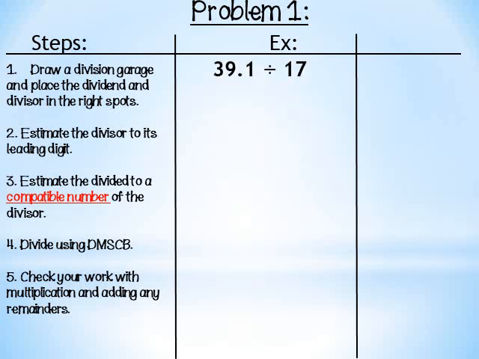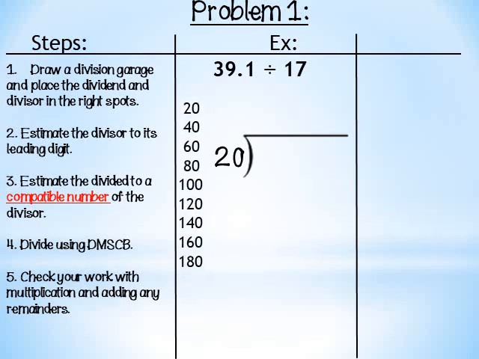The first example that we're going to cover is 39.1 divided by 17. That's 39 and 1/10 divided by 17. We're going to draw our garage, but before we put any numbers in, we're going to round the divisor. We take that 17 and round it to the tens place. 17 rounded to the tens place is 20. Because we have a 20, we're going to skip count by 20s off to the side: 20, 40, 60, 80, 100, 120, 140, 160, 180.